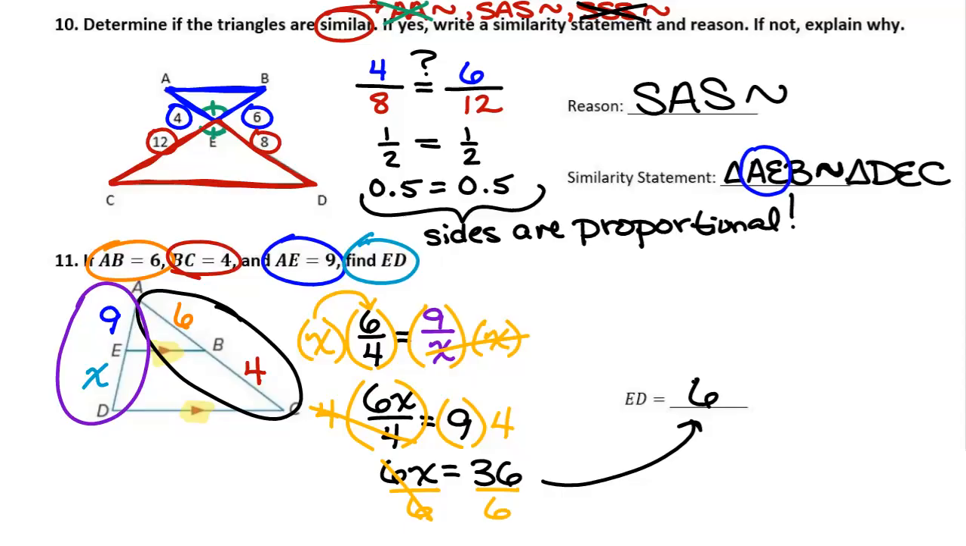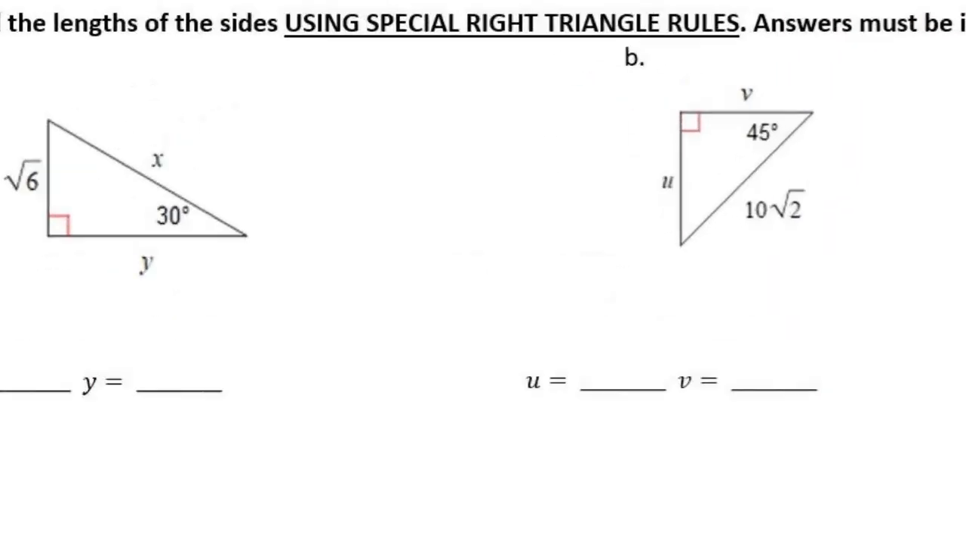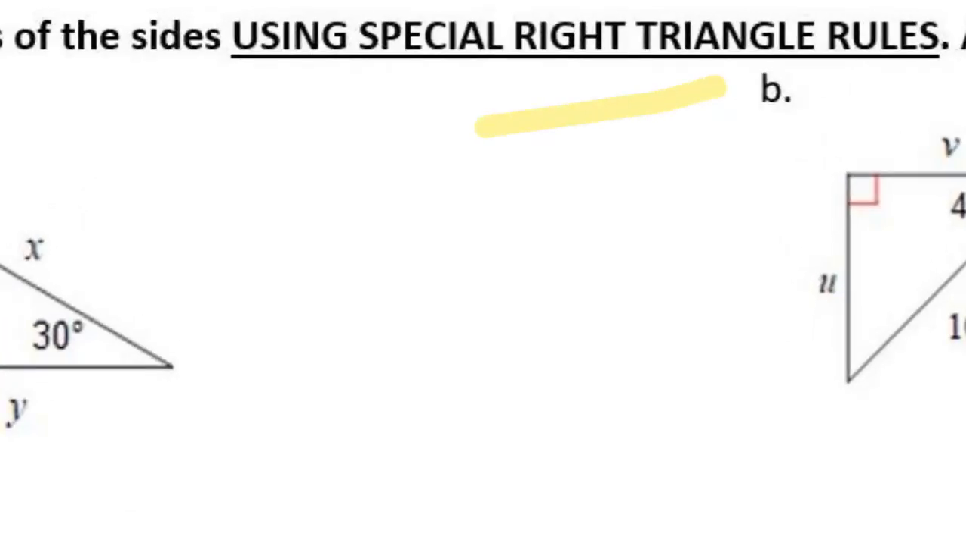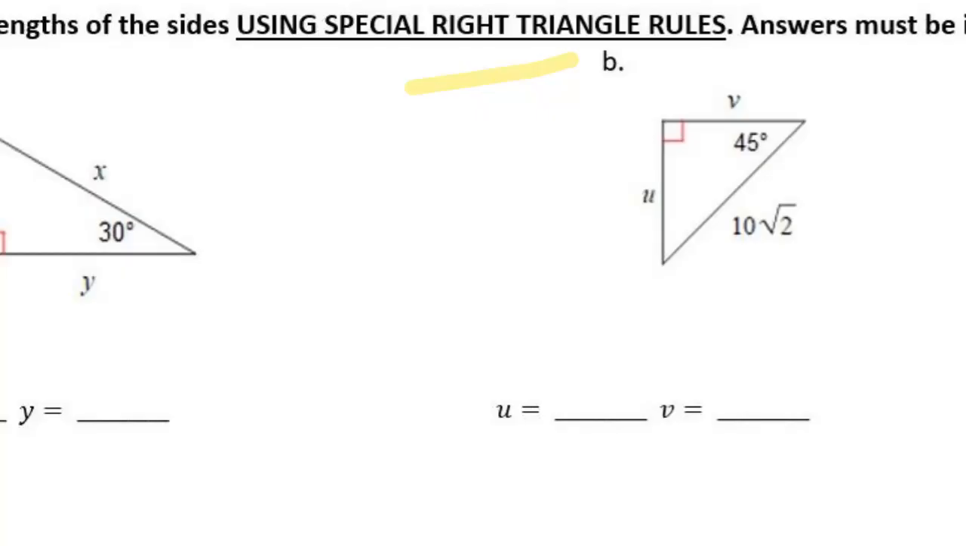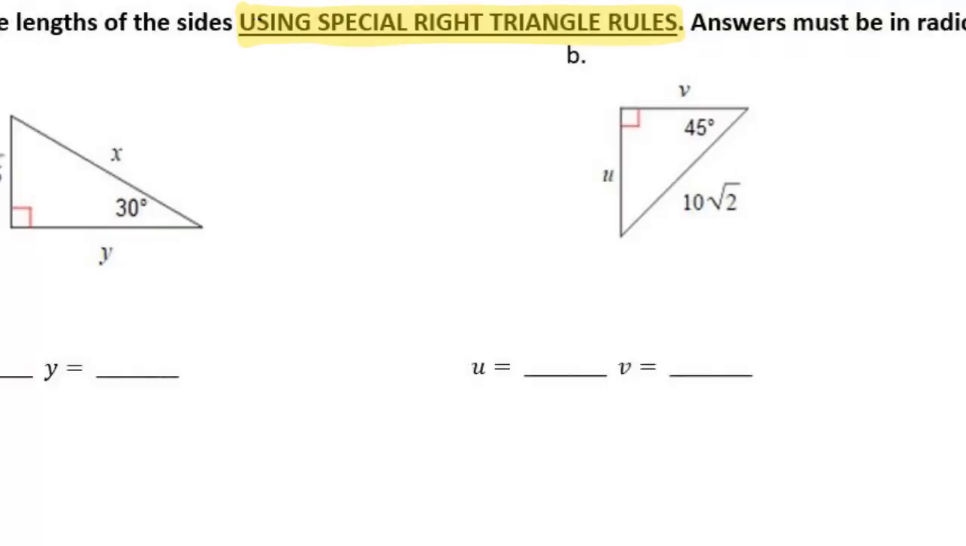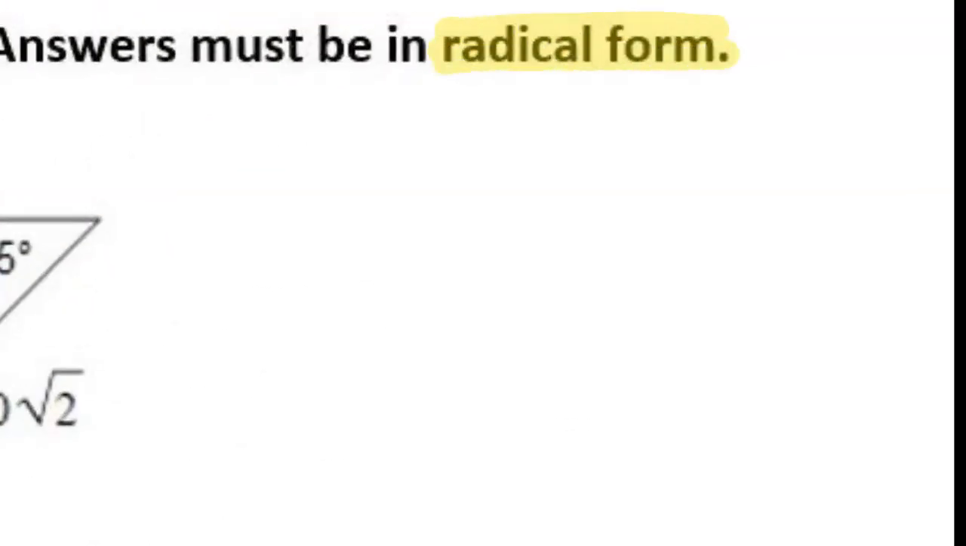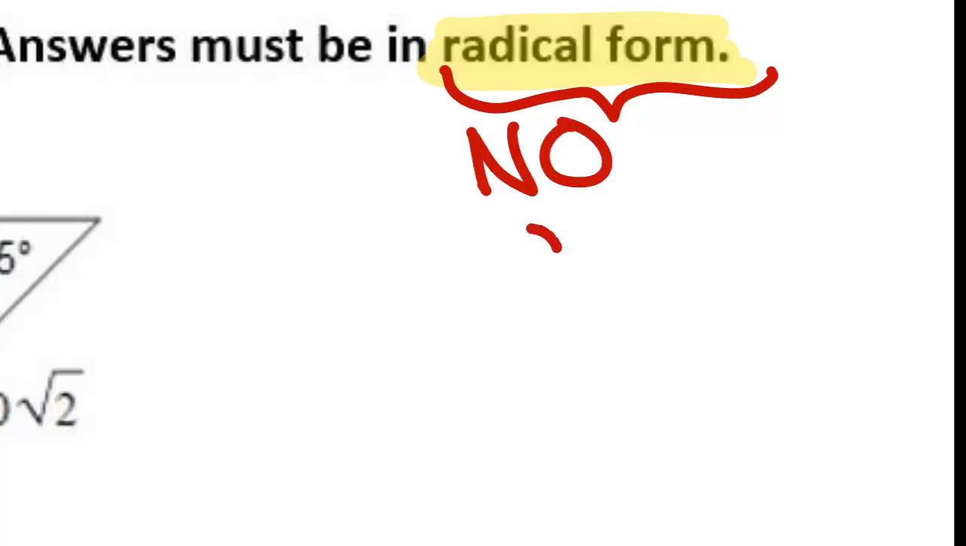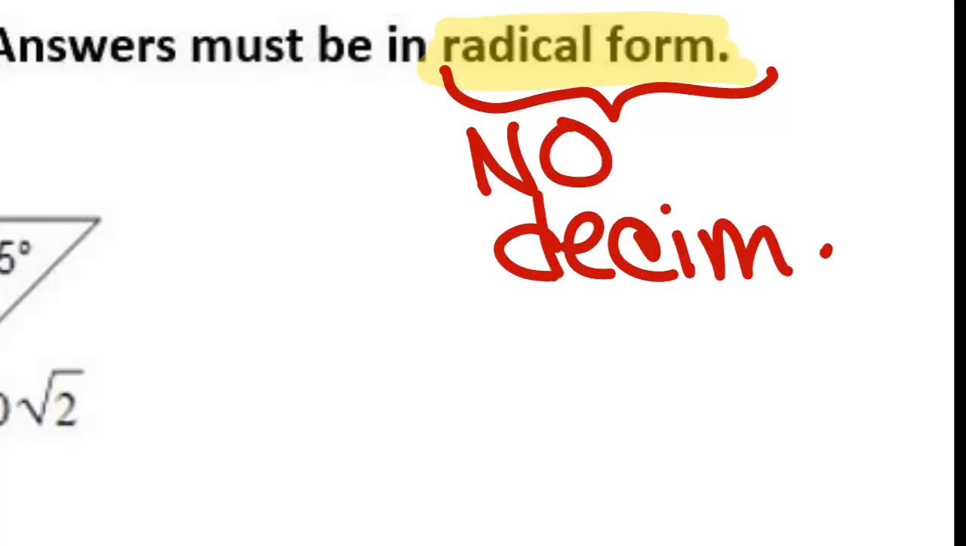18. This is a good one. 18 has some rules that I would absolutely make sure to get down on my cheat sheet. It says we are supposed to solve this using special right triangle rules. So we're going to write those down. Make sure to give you an opportunity to get them on your cheat sheet. And it says our answers have to be in radical form. If it says that it's in radical form, that means absolutely no decimals. My answers can be whole numbers, or they're allowed to have a square root in them. But they are not allowed to be decimals.